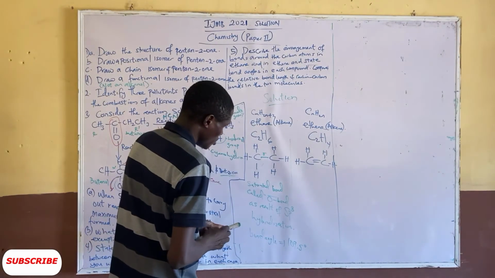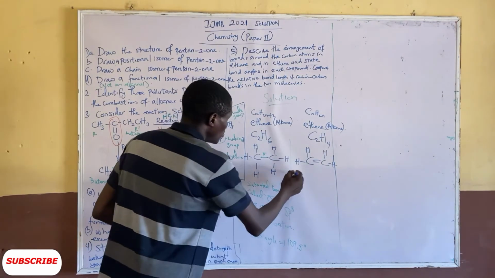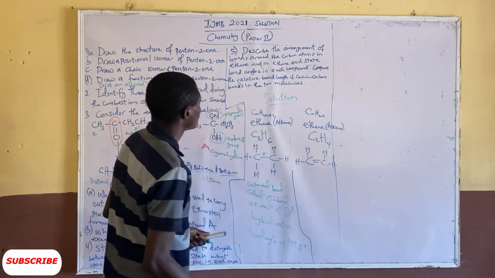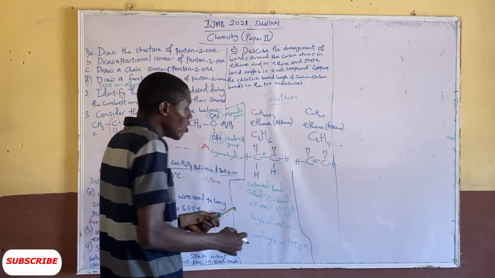Now for ethane, the last thing they ask you to do is to describe the bond length. The bond length here will be what?